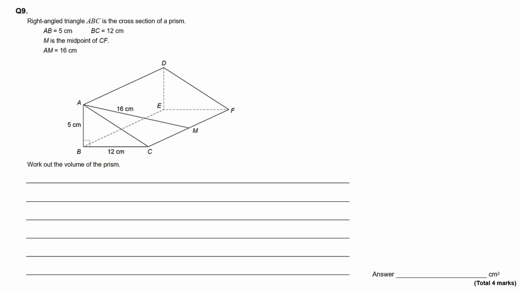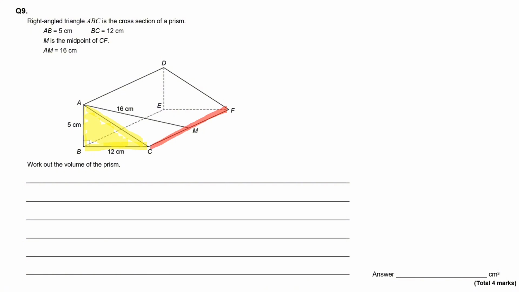Okay, question 9 is asking us to work out the volume of the prism. But in order for us to be able to find the volume of this prism, we need to find the area of the face, which is this triangle here, which we could, because we know 5 and 12, and then we need to multiply it with the depth, or the length, this bit here. But we don't know what that bit is. So in order for us to get to that point, we need to do something first of all.